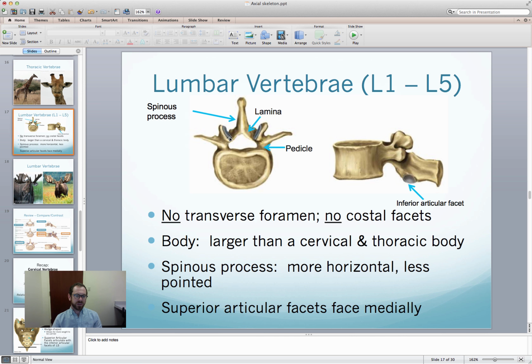And notice that the superior articular facets are facing medially now. The cervical vertebrae were facing superiorly, the thoracic vertebrae were facing posteriorly, and now the lumbar vertebrae are facing medially. And this is unique to the lumbar vertebrae. And then lastly, the lumbar vertebrae are going to be the biggest vertebrae. And that's because there's just simply more weight, more pressure on these vertebrae because they're lower in the vertebral column.